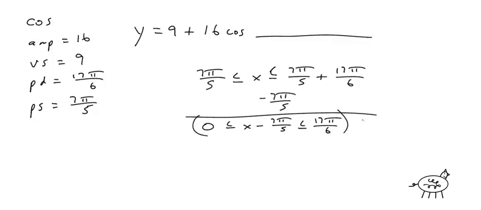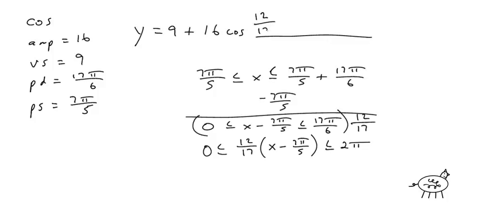And then I have to get this to be 2 pi, so I'm going to get rid of the 17 right away and multiply that by 12. That's pretty easy, right? 0 less than or equal to 12/17 x minus 7 pi over 5 less than or equal to 2 pi. There you go. That's it, math fans.